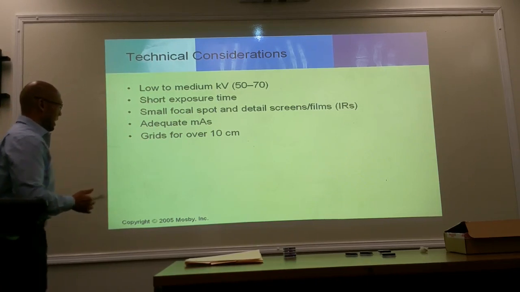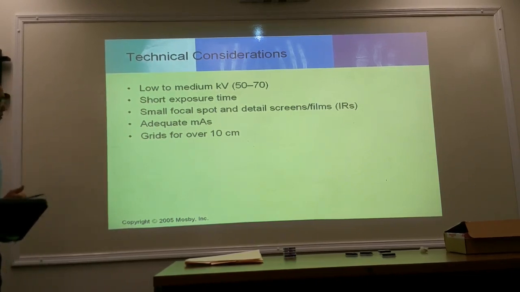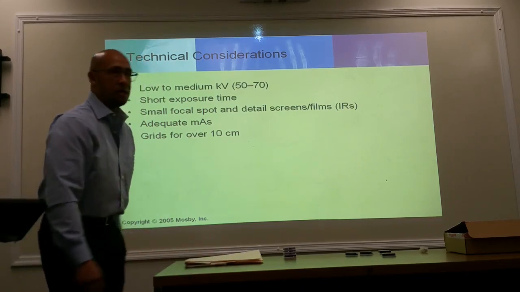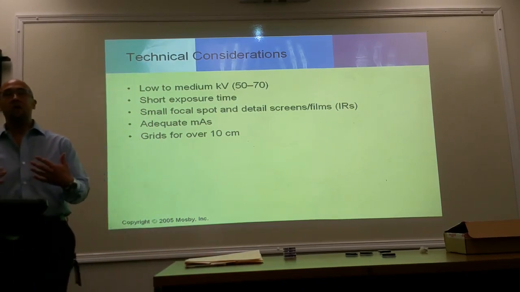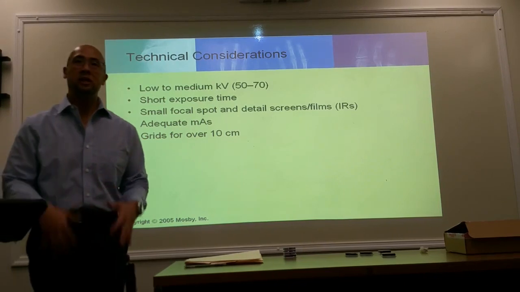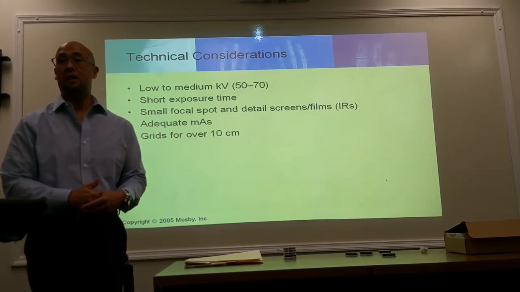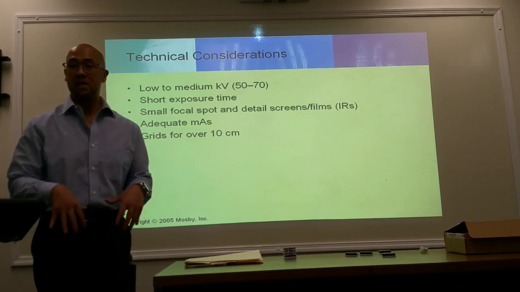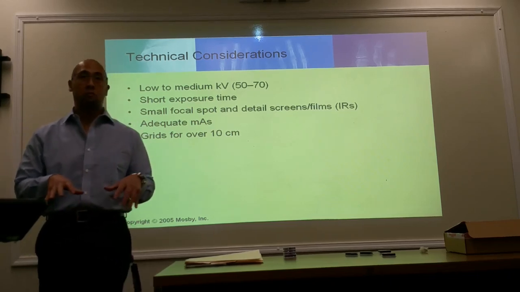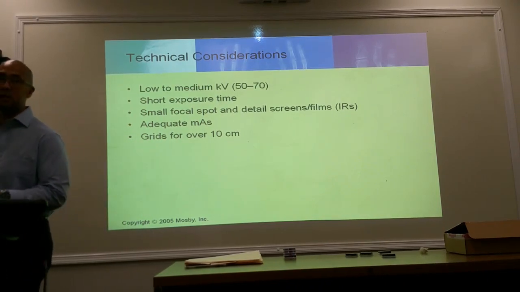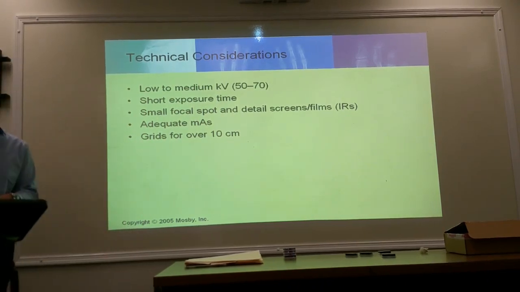Adequate mass and application of grids for over 10 centimeters. So the guideline is that anywhere up until the knee, so your tib-fib, your ankle, your foot, your toes, you generally won't need a grid. Once you reach your knee, now you're probably going to have to use a grid. So knee up, grid.